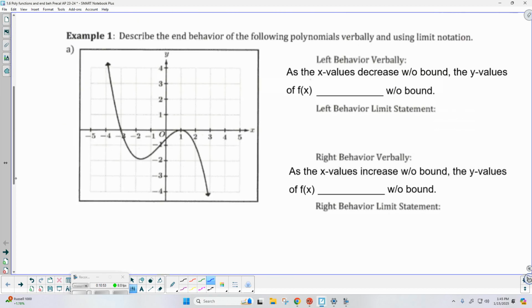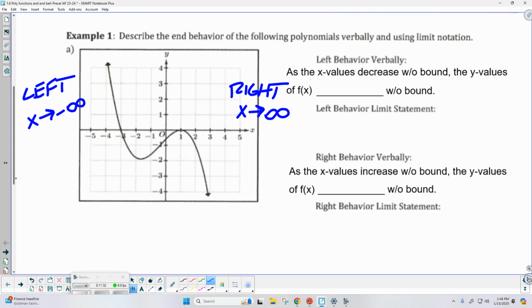Describe the end behavior of the following polynomials verbally and using limit notation. Okay, so I got this polynomial here. So here's my sentence that we're going to go ahead and fill in the blank. And where it says W/O, that is just an abbreviation for without. So as the x values decrease without bound, remember, as x approaches negative infinity, okay, so here's the left side, and then here's the right side, x would approach positive infinity. The y values of f of x blank without bound.